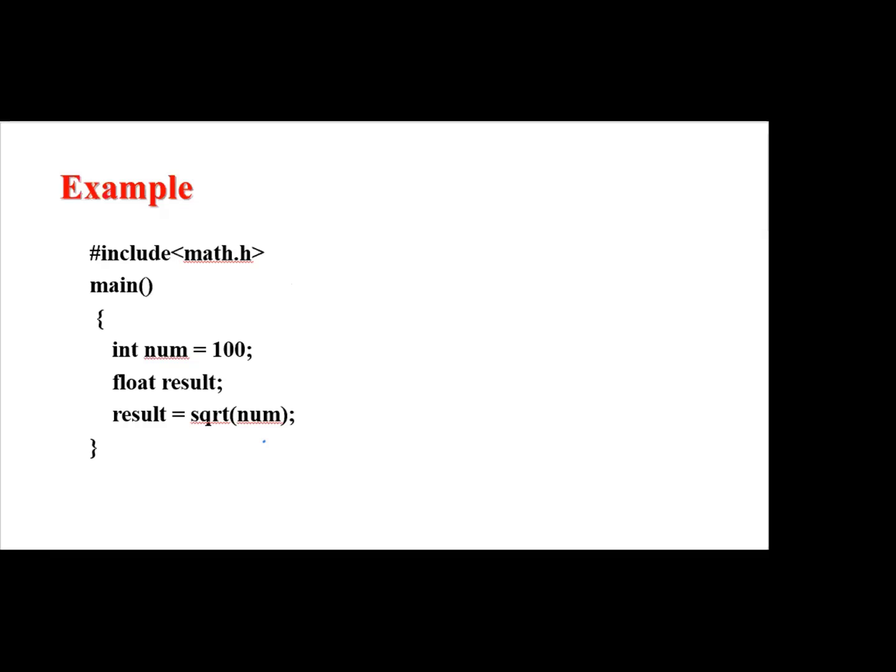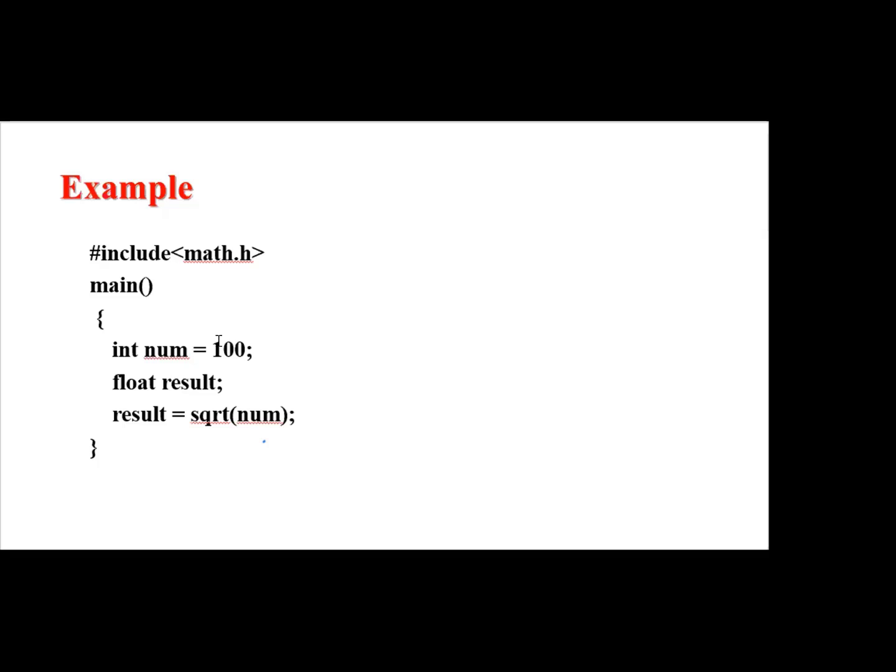In another example, let us look at it. In this example, we are using a function again from the math.h library, sqrt. This function takes in one parameter. What it does is find the square root of this particular number. So I'm saying int num is 100, and then my result is a float. Result is equal to square root of this num.